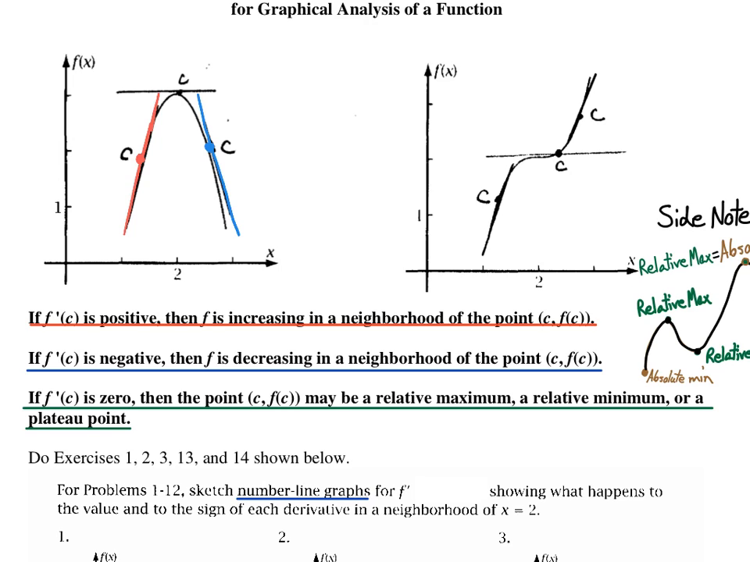And then we have the third option here. If it's not positive, it's not negative, if it's 0, this is really what the first derivative test is all about. And that is, we may have a relative minimum, a relative maximum, or what we call a plateau point. Okay? Now, what you see here on this parabola is a relative maximum. Okay? Now, there's a distinction that we need to make here.